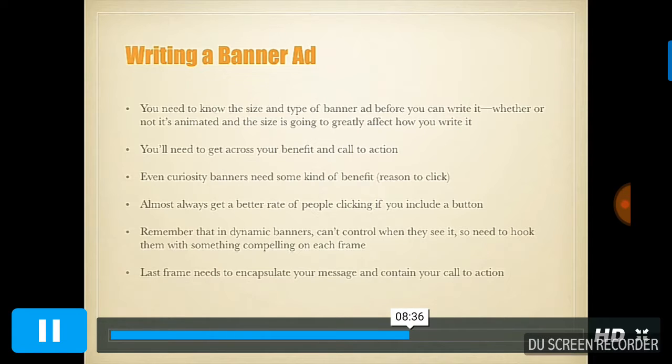The last frame needs to encapsulate your message and contain your call to action, because if they don't catch any of the rotations, the ad will stop on that last frame and stay there. So it still needs to make it easier for the viewer to understand the message and understand your call to action. You don't have to limit your call to action to just the last frame, though. You could have your call to action and/or your button on each frame if that works best with your concept.